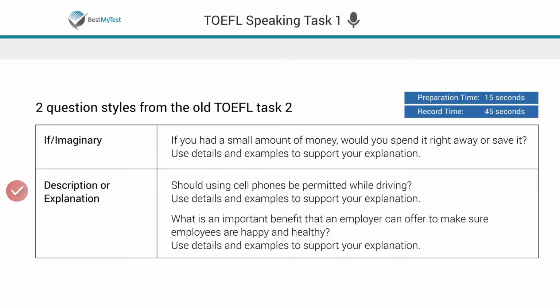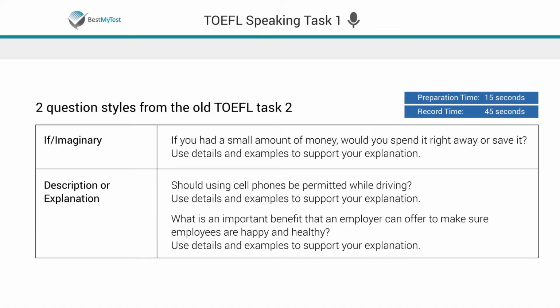And the last one is description. So a description or explanation question will ask you to describe a certain type of person, especially the good qualities of a person. These questions might ask you why something is beneficial or useful, important or significant. For example, you might read something like, should using cell phones be permitted while driving? Use details and examples to support your explanation.